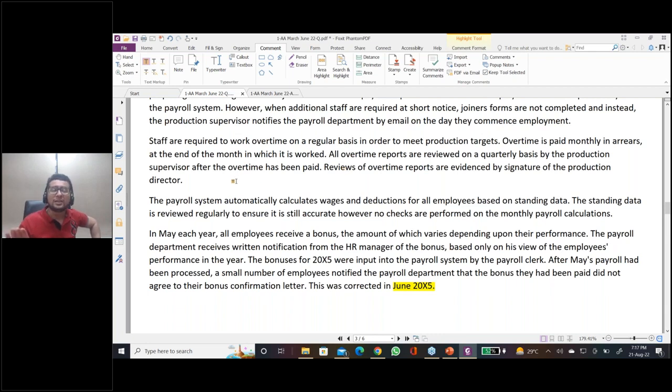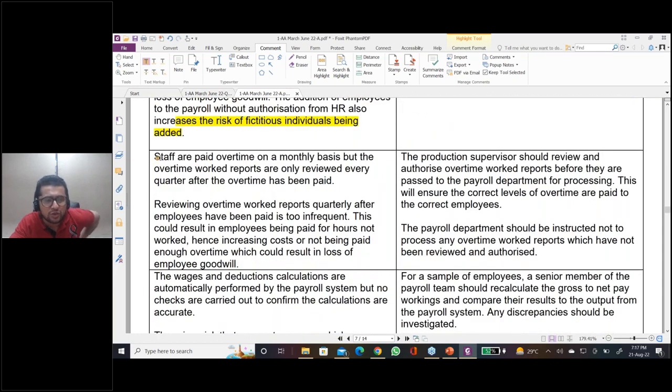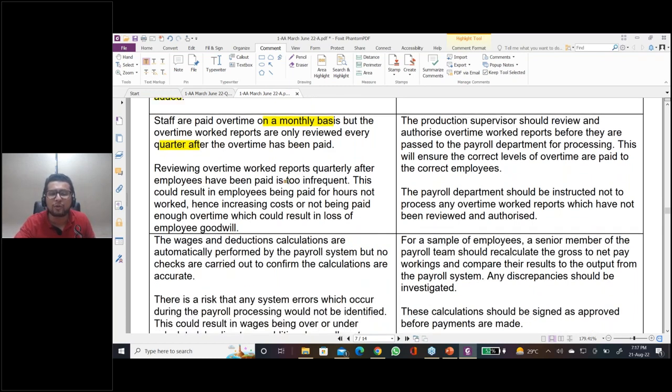What's the deficiency here? The overtime reports are generated quarterly, although the payments are made monthly. So it means if there is any discrepancy or error or problem within the overtime report, that is too late because you have already made the payments. The control mechanism is operating too late. So just read it out from the solution. Staff are paid overtime on a monthly basis, but the reports are reviewed every quarter once they have already been paid. Reviewing overtime work reports quarterly after the employees have been paid is too infrequent. This could result in employees being paid for hours not worked.